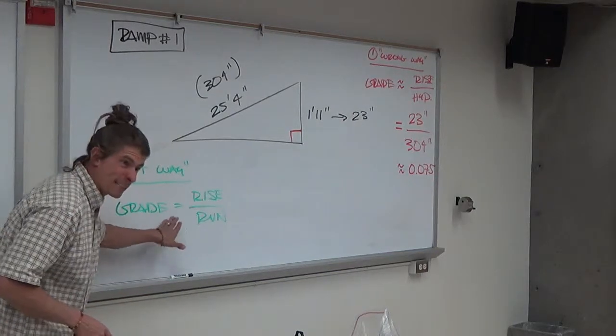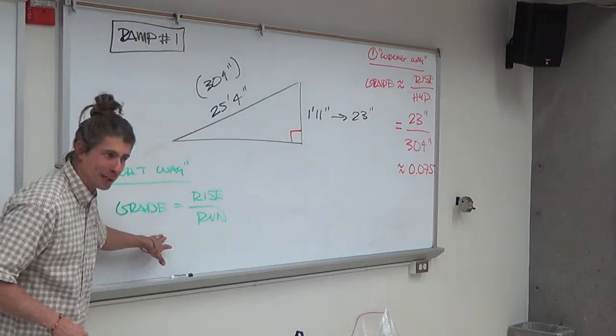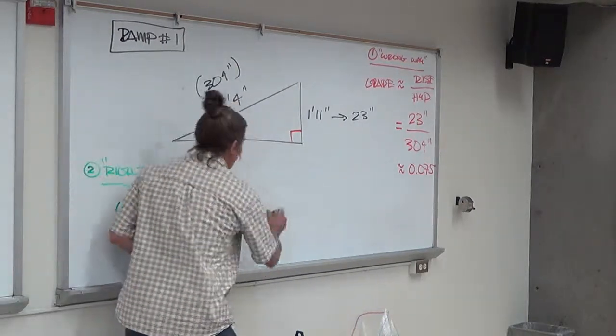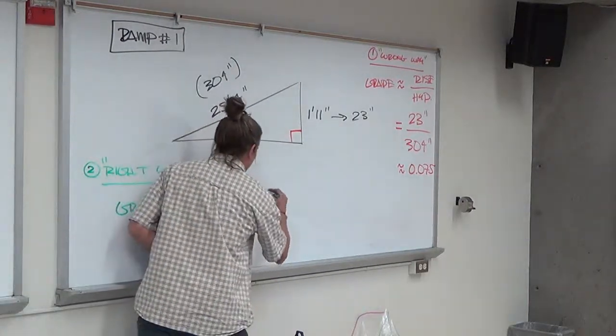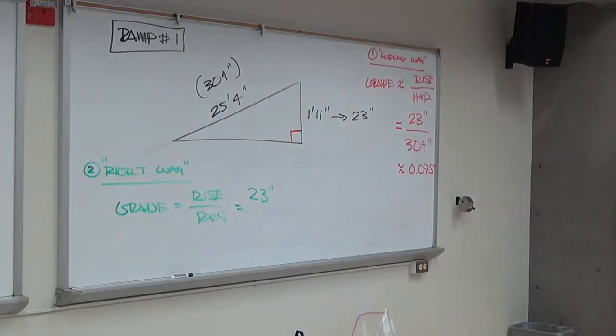But at this point, this is the definition of grade. That's what grade is. Fair with that? Good. So we know what the rise is. That's 23 inches. We measured that. 23 inches. What's the run? Can you figure it out? Yes. And the answer is yes!